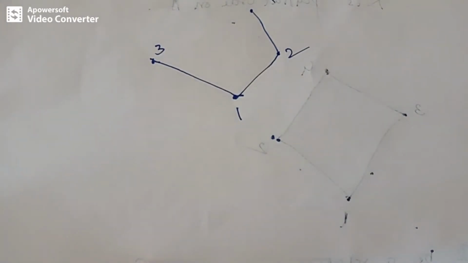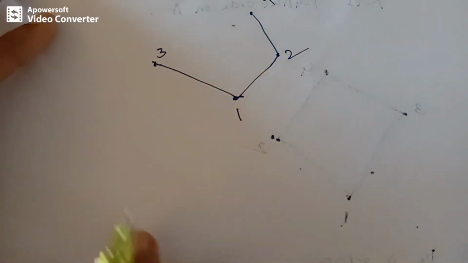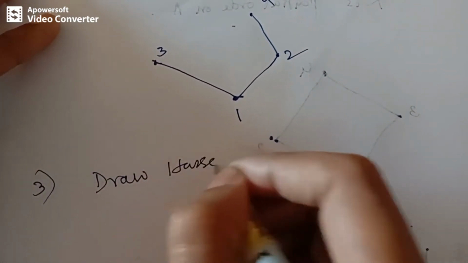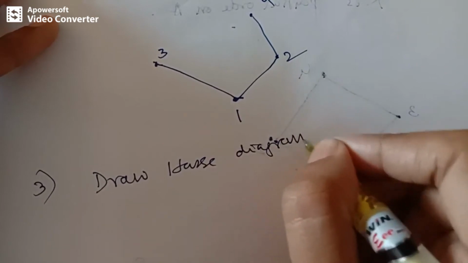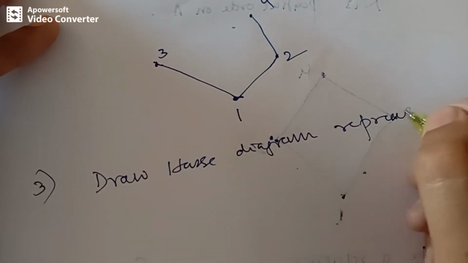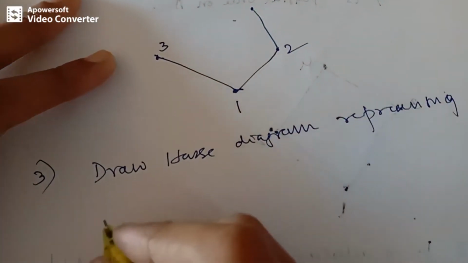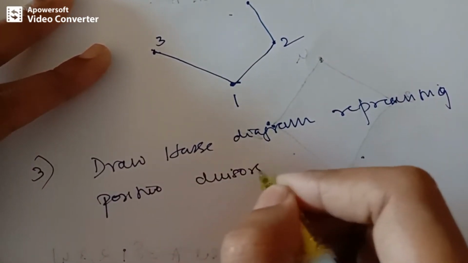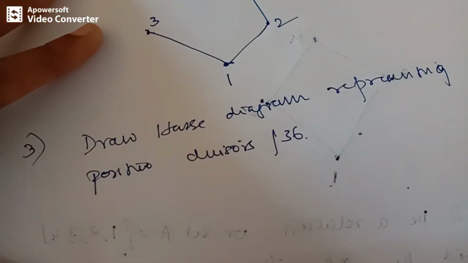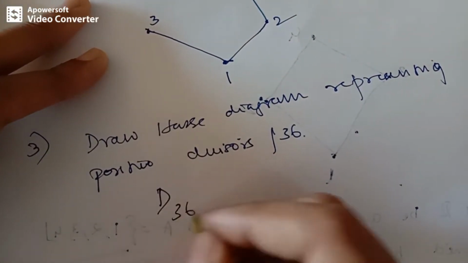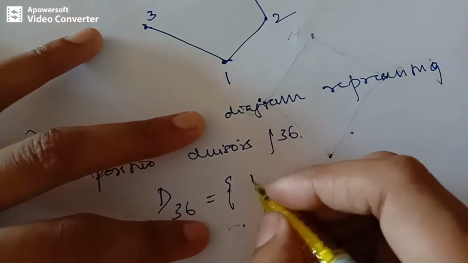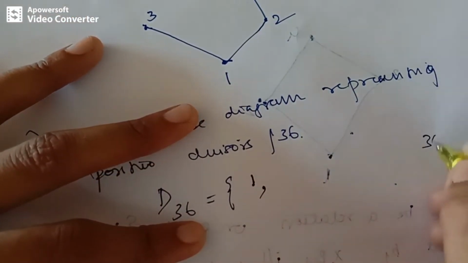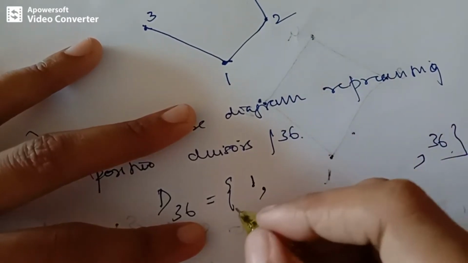So next, let's see another problem related to the concept of the Hasse diagram. The question is to draw the Hasse diagram representing the positive divisors of 36. So which are the divisors of 36? Let's denote it by D36. So 1 divides 36, right? So 36 is also a divisor.